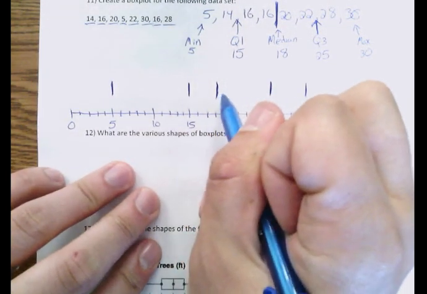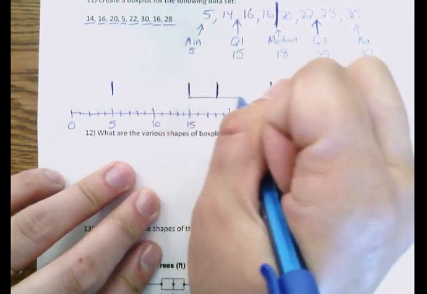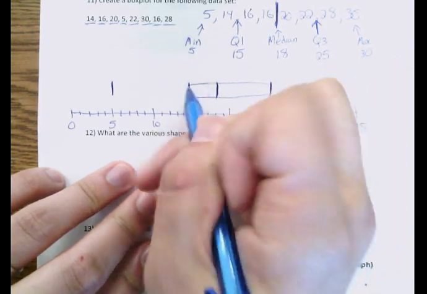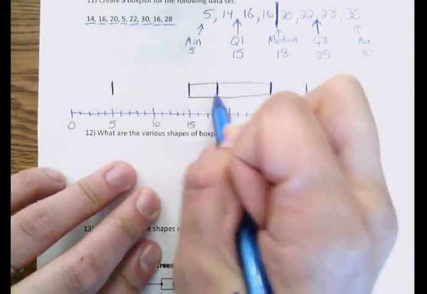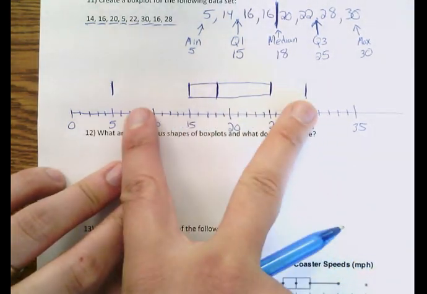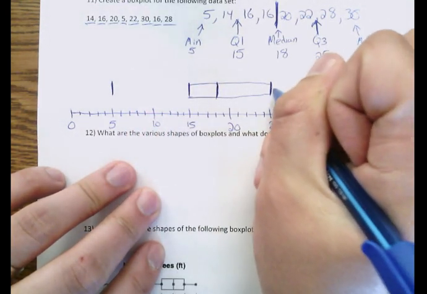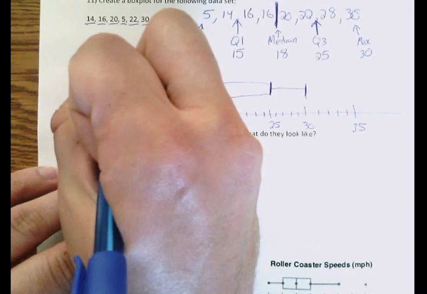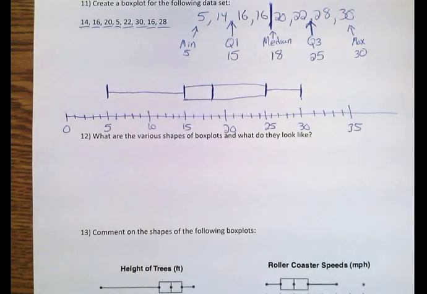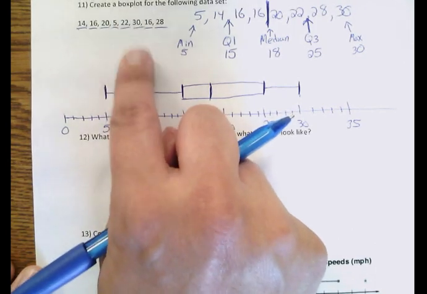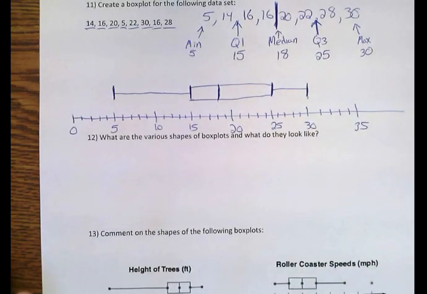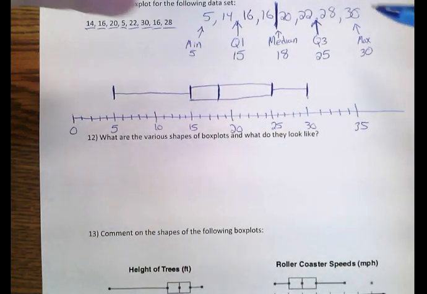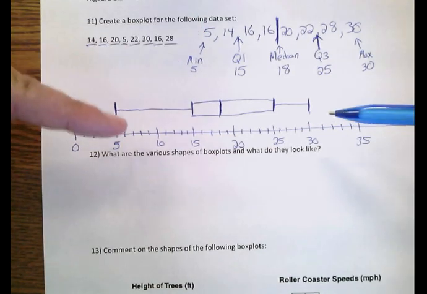So the middle 3 is what's going to make your box. So you always have a box, a lower line, upper line, median in the middle. The 2 extreme pieces, my min and max, are going to help me make my whiskers. So you're just going to do horizontal lines all the way out to each of those segments. That would be my box and whisker plot for this data. Okay. So it's just another way of taking a data set and trying to visualize it.